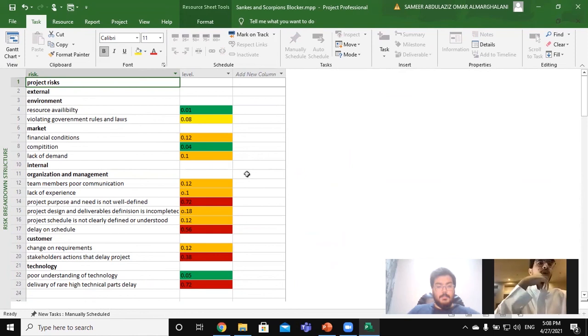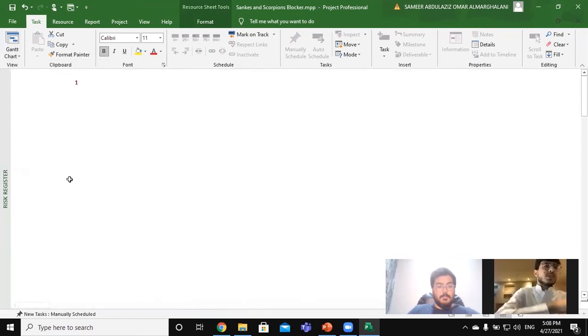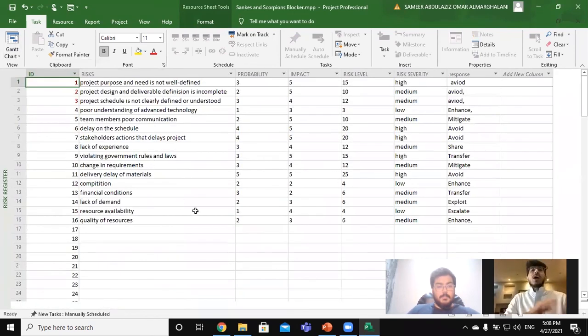And go to the risk register, please, Samir. In the Gantt chart, yeah, risk register down here. Yeah, here we have the risk register. First, for example, we have the project purpose and need is not well defined. The probability is 3 and the impact is 5 and the risk level is 15. The risk severity is very high, and the response is that we should avoid this risk.